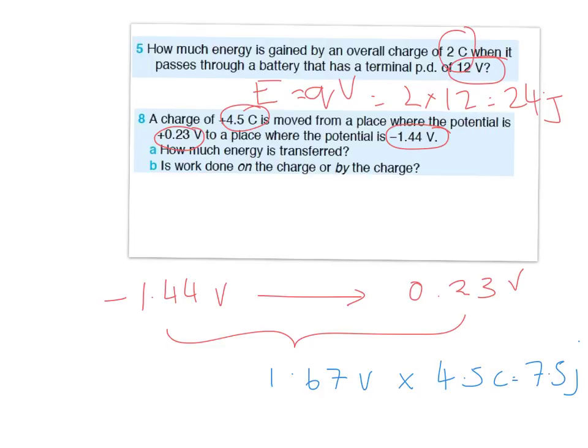Is the work done on the charge or by the charge? Well, the charge ends up in a place which is minus 1.44, which means it's a negative charge. It's a positive test charge. You can see there's a positive there. So it's the charge that's moving towards it. It's attracted to it, so the work is done by the charge. If the charge had been a negative charge, then it would have felt a repulsive force, and the work would have had to have been done on the charge. So that's a tricky question, an important one to consider.